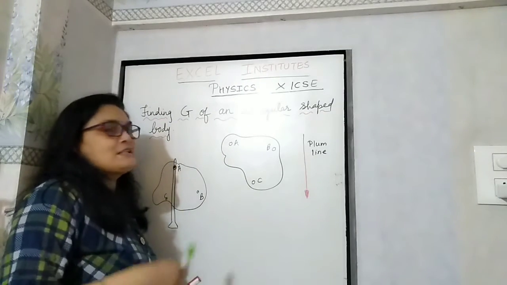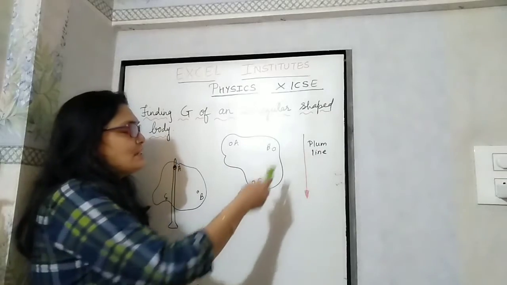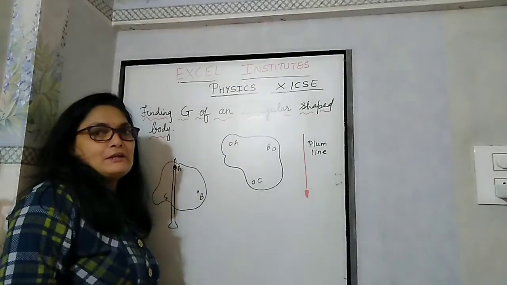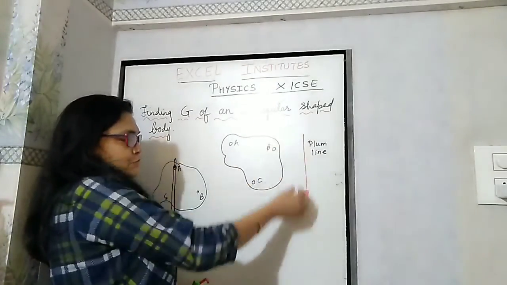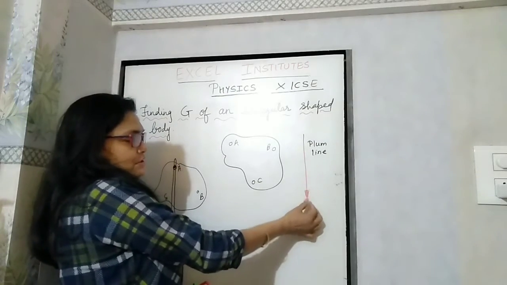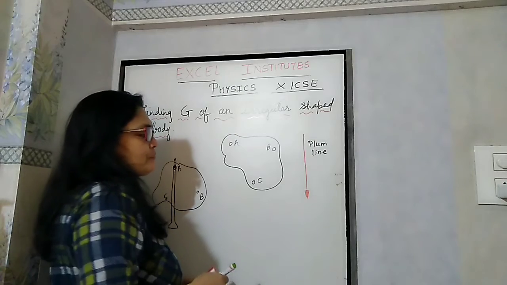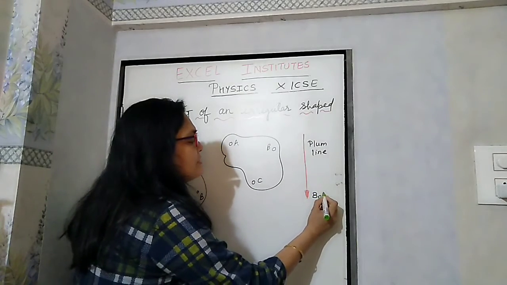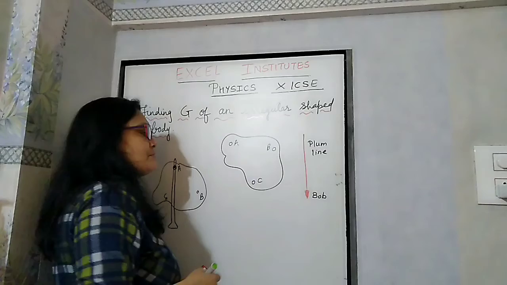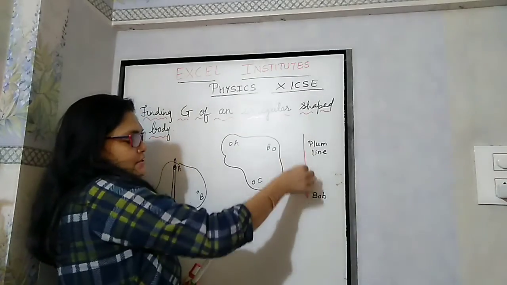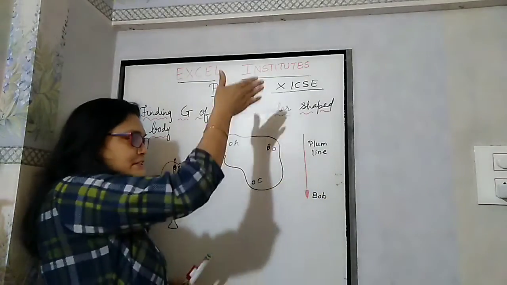Now before that, there is one new term, that is a plumb line. You should know what is a plumb line. A plumb line is, you can say, a pointed object. Now this is known as the bob, plumb bob. This is pointed and it is attached to a string, and it is used for finding the straight line.